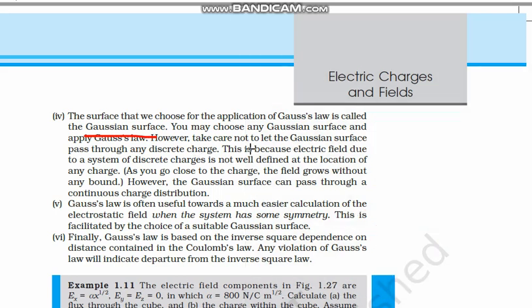This is because the electric field due to a discrete charge is not well defined, because that goes to infinity. Why? Because as R goes to 0, the electric field goes to infinity at the location of any charge. As you grow close to a charge, the field grows without any bound. That means as R tends to 0, the field becomes infinity.